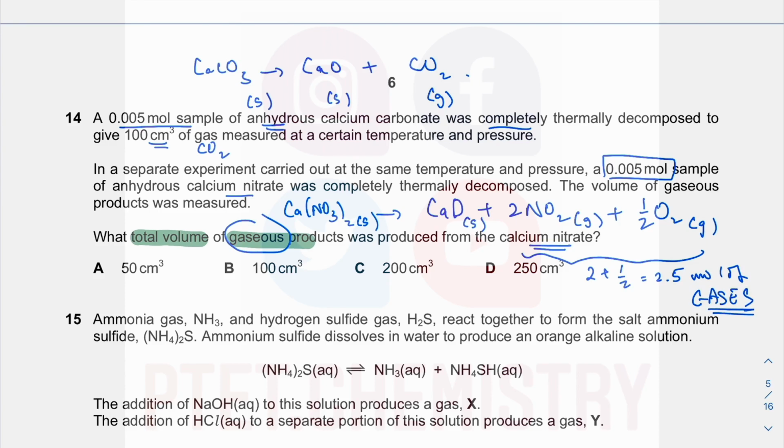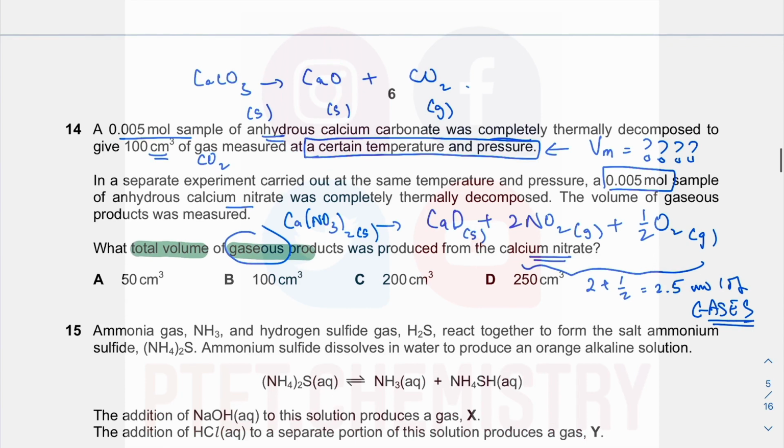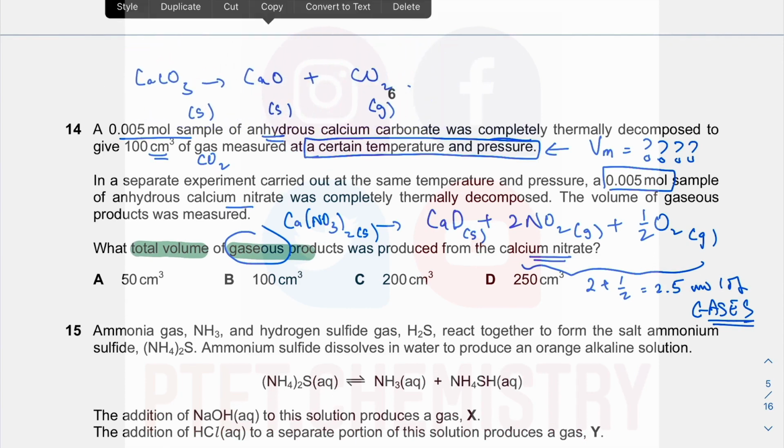It only works because they are gases, because at room temperature and pressure, we can be thinking about a specific molar volume, but we don't know that this is at room temperature and pressure. I guess that's why we need this information here. It's at a certain temperature and pressure, so we need to work out the molar volume, okay? Because at that certain temperature and pressure, what is the molar volume, okay? So I guess that's why we actually do need the first bit of information here.